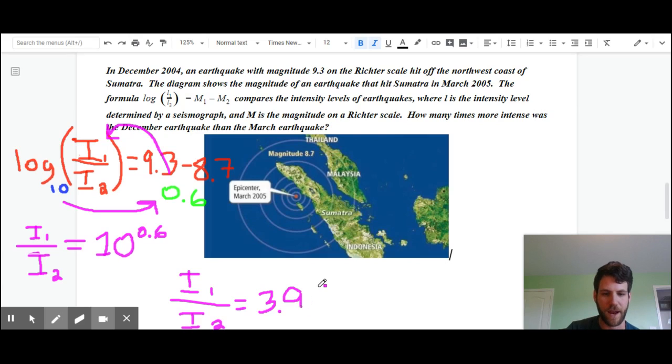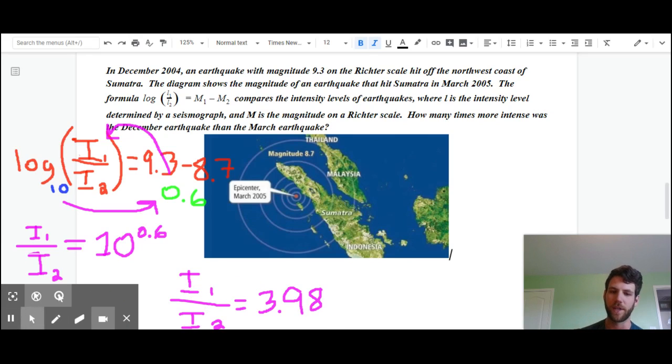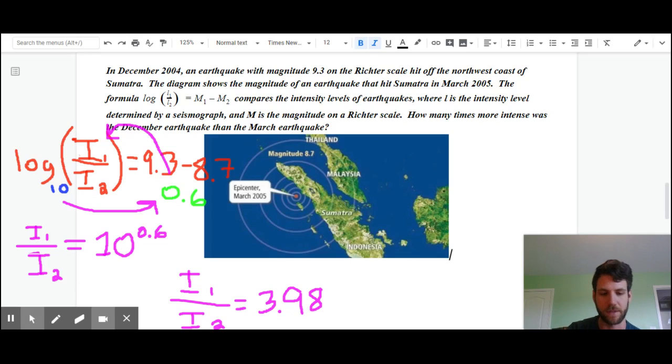So if you have a fraction and you don't know either I1 or I2, but we know that if you divide the top one by the bottom one, the answer is 3.98, that tells us two things. The first thing would be the top of the fraction is obviously bigger. When you do division, if you get a bigger number than 1, the top is definitely bigger. We can also say that the intensity of the first one is 3.98, or about 4 times more than the intensity of the second earthquake.